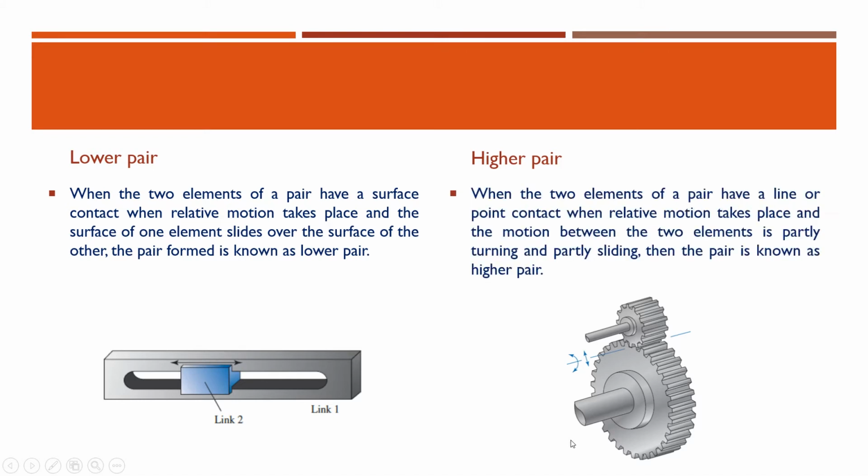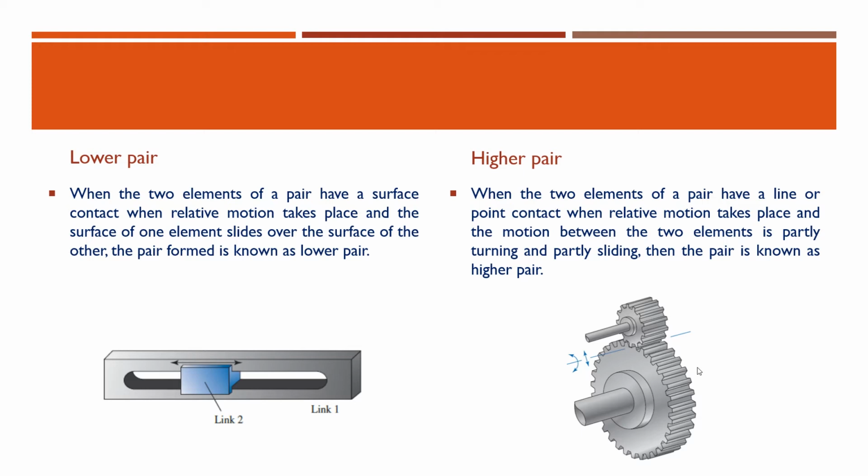Then the definition of the higher pair: when the two elements or the two links have line or point contact when relative motion is taking place, then it is called a higher pair. Gear is a perfect example of a higher pair. Cam joint, cam movement, that is another perfect example of a higher pair.